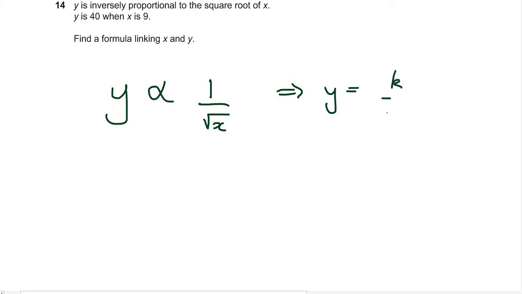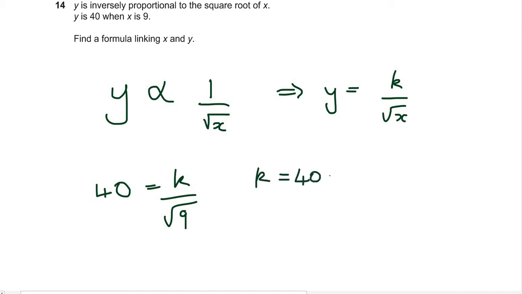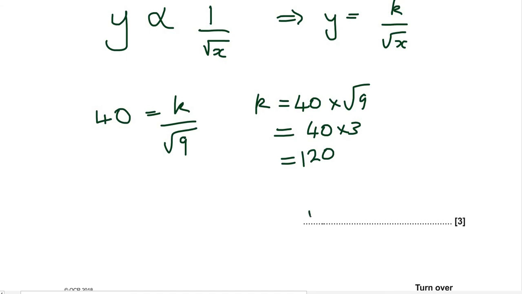Right, y is inversely proportional to the square root of x, and y is 40 when x equals 9. Find a formula. So y is inversely proportional to the square root of x. This means y is proportional to 1 over the square root of x, which implies y equals k over the square root of x. We're told y equals 40 when x is 9, so let's plug that in. 40 equals k over root 9. And so k equals 40 times root 9, which equals 40 times 3, which equals 120. And so our formula is y equals 120 over the square root of x.